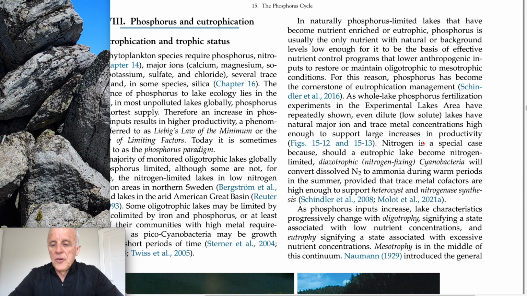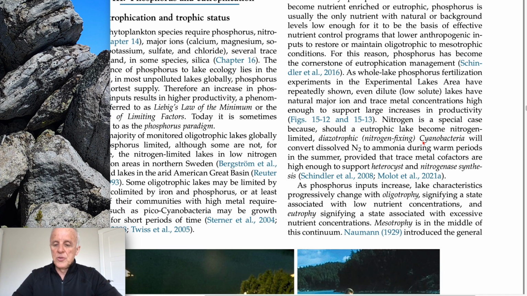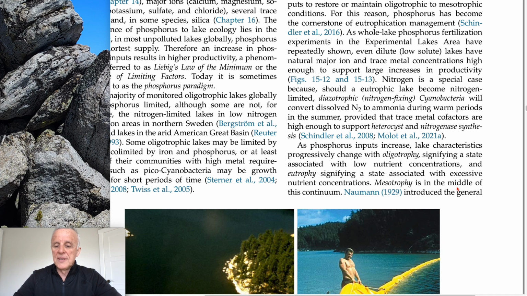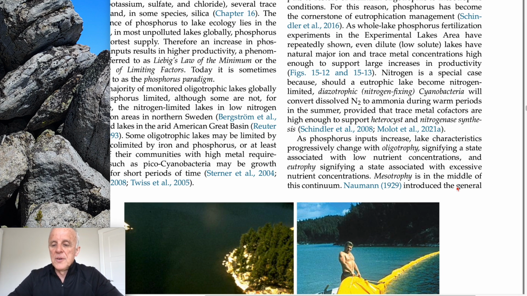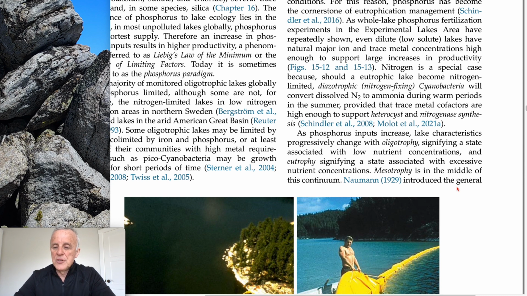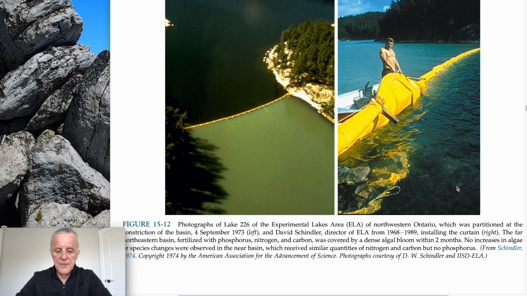As whole lake phosphorus fertilization experiments in the Experimental Lakes Area have repeatedly shown, even dilute, low solute lakes have natural major ion and trace metal concentrations high enough to support large increases in productivity. Nitrogen is a special case because should a eutrophic lake become nitrogen limited, diazotrophic nitrogen fixing cyanobacteria will convert dissolved nitrogen to ammonia during warm periods in the summer, provided that trace metal cofactors are high enough to support heterocyst and nitrogenase synthesis.